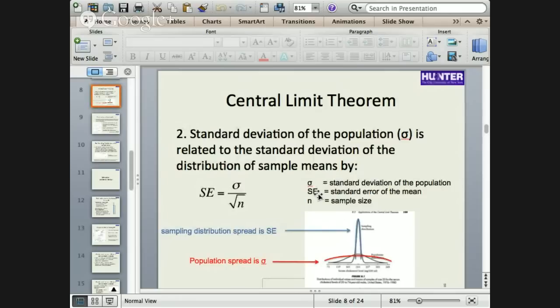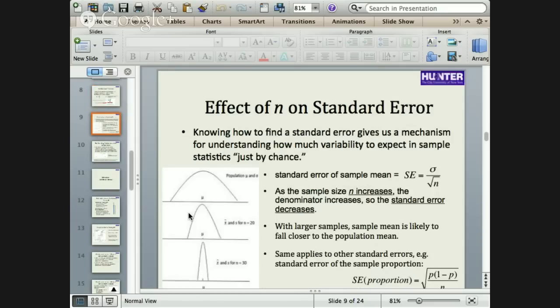And the other critical part for what we're doing today is this relationship between the standard deviation of the population and of the sampling distribution. And they're related by this: the standard error, which is the standard deviation of the sampling distribution, is the standard deviation of the population divided by the square root of n. So remember that. I'm only going over again the things that are important and that we're going to be using again.